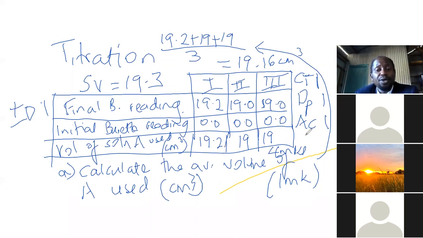The 4th marking point is on principles of averaging. Principles of averaging, 1 mark. You are supposed to average only values that are to a maximum of plus or minus 0.2 of each other.